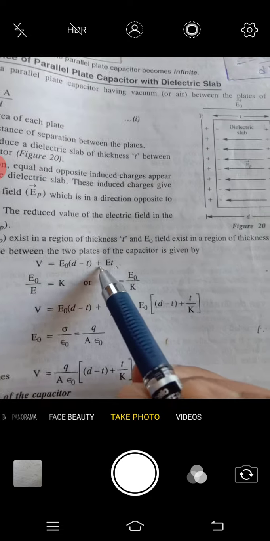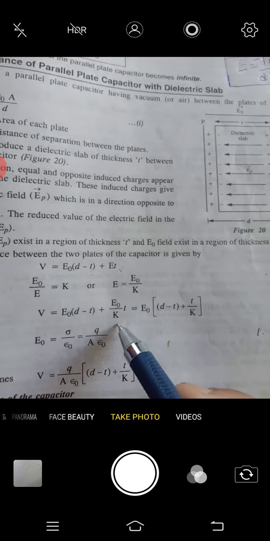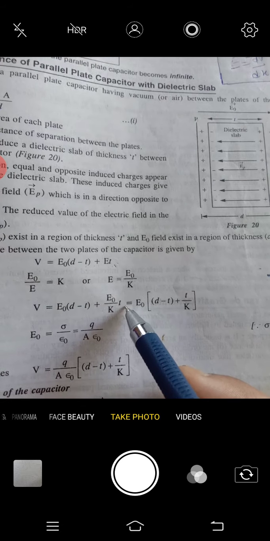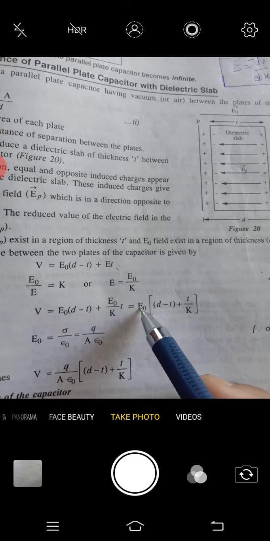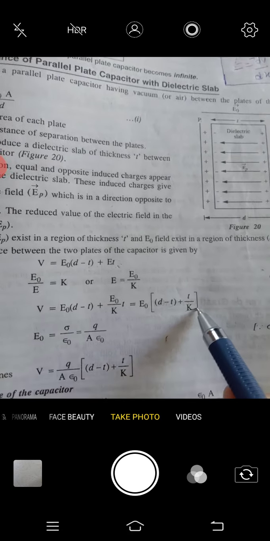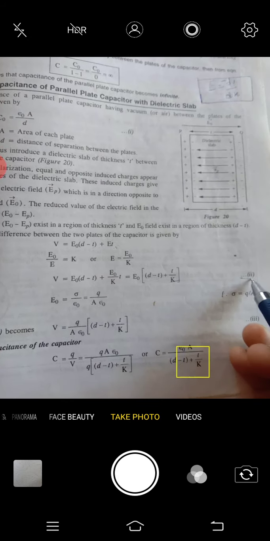So go back again, V is equal to E naught (D minus t) plus E naught upon K. In place of E, what we have kept? E naught upon K t. E naught and E naught you can take common. What is left inside? D minus t plus t upon K. So this equation you can give equation number 2.